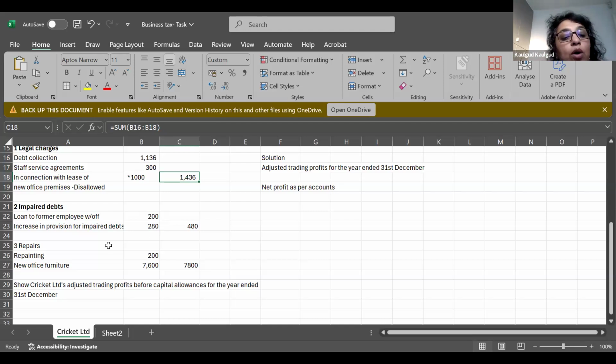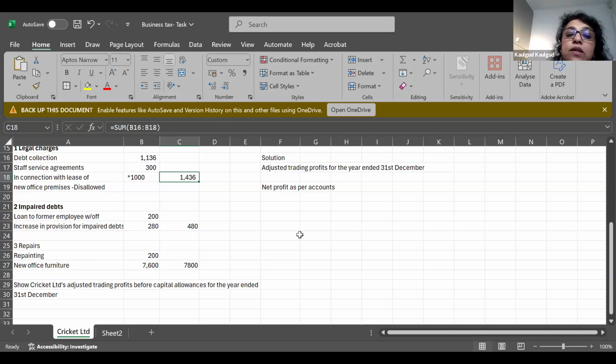This is disallowed. Now come to repairs. Repairs is related to what? Repainting. Repainting is allowed, isn't it? Because it's classed as a decoration. New office furniture is disallowed, so we can't allow that.